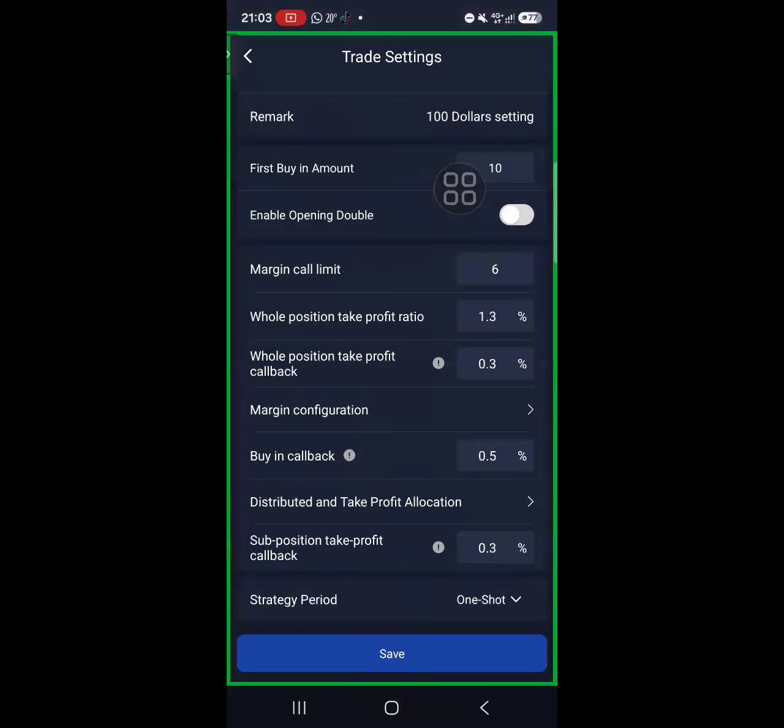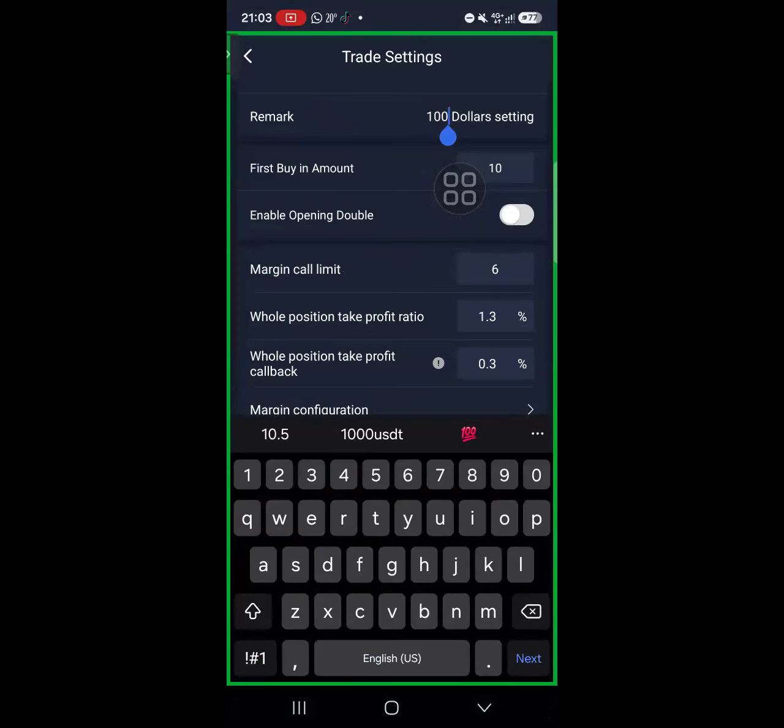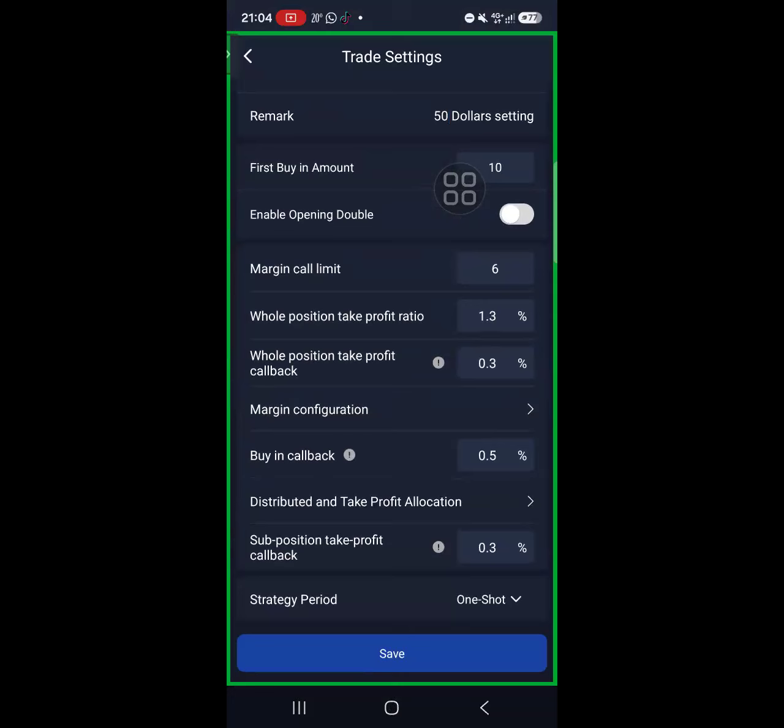So here we are going to do different trade settings. I want to start with $50. We are calling this strategy the $50 setting.